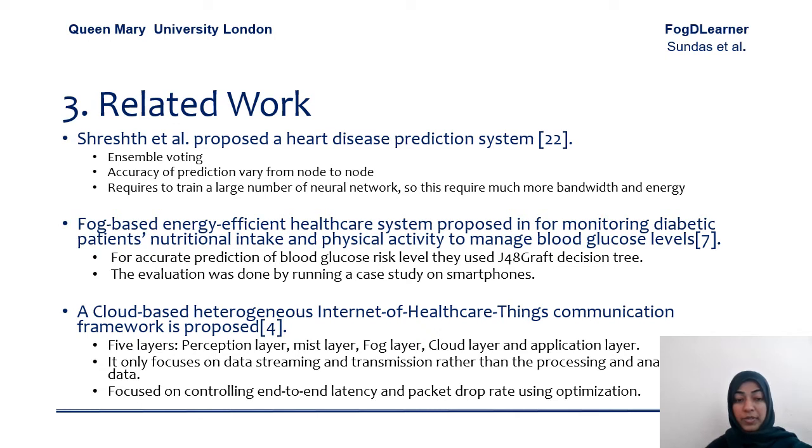A cloud-based heterogeneous Internet of Healthcare Things communication framework is proposed, and in their proposed work, they use 5 layers: perception layer, mist layer, fog layer, cloud layer, and application layer. But the focus of their work was to stream the data and transmission of the data, not on processing and analysis of data. They only focus on controlling end-to-end latency and packet drop rate.